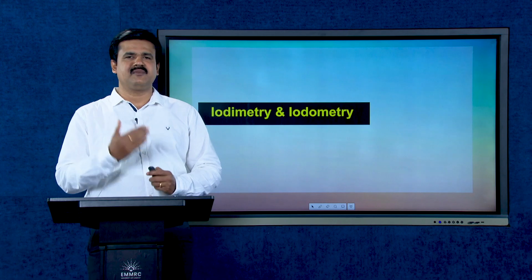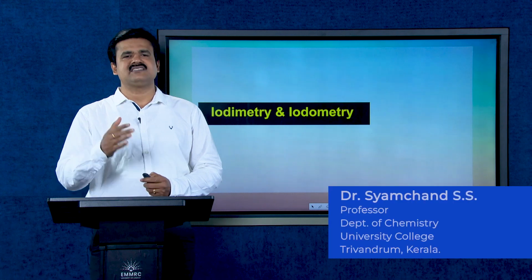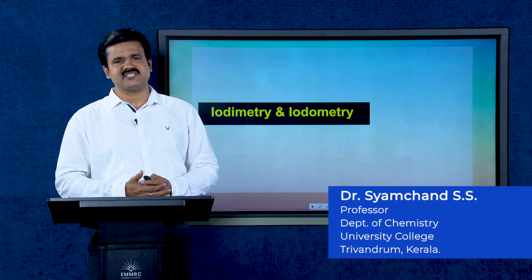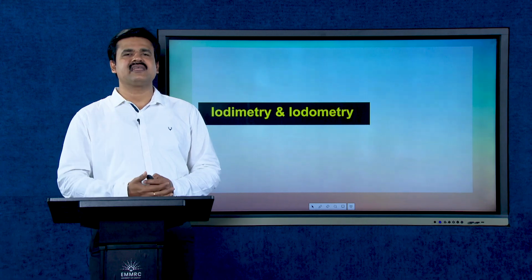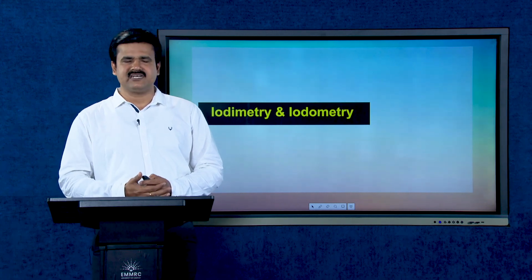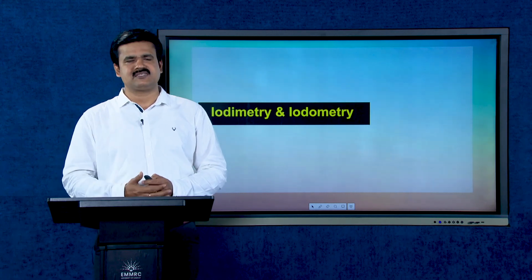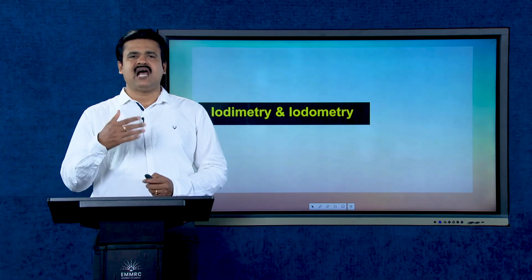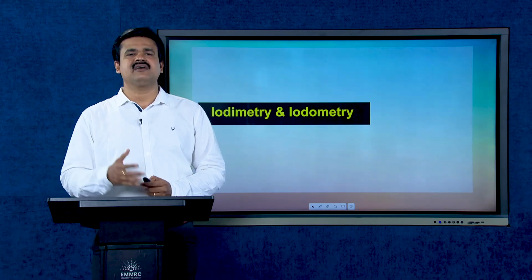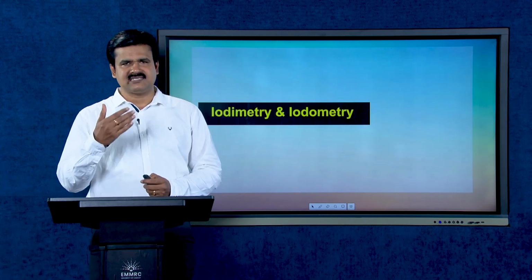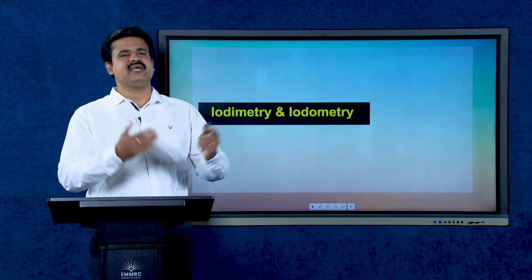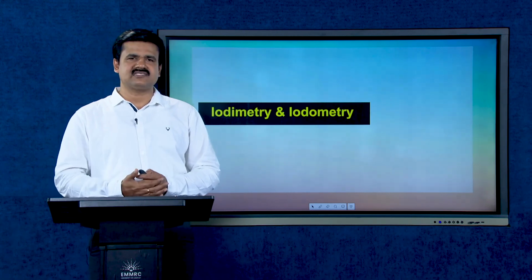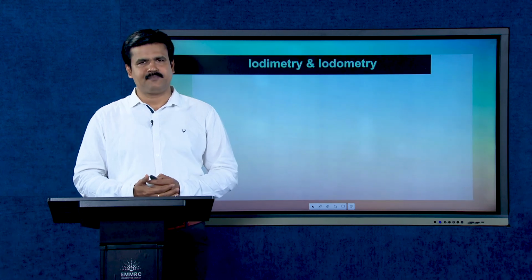You are very much familiar with the volumetric analysis. This is an analytical procedure where we are measuring the volume of one analyte. By comparing it with the volume of a standard solution, it is possible to estimate the analyte. In iodometry and iodimetry, we are using iodine as a reagent to perform the volumetric analysis. We can now enter into the details of this iodimetry and iodometry.